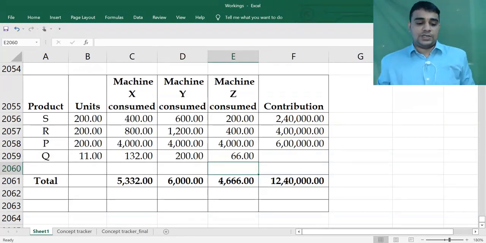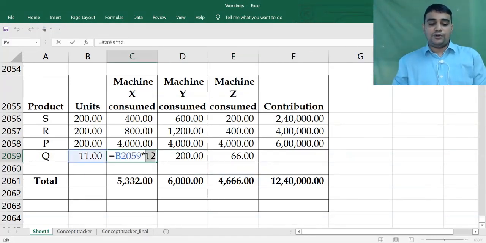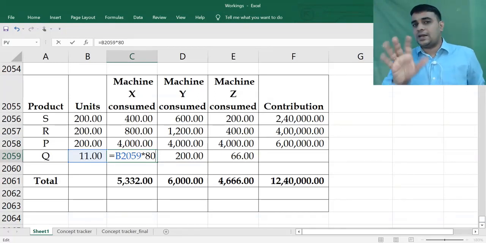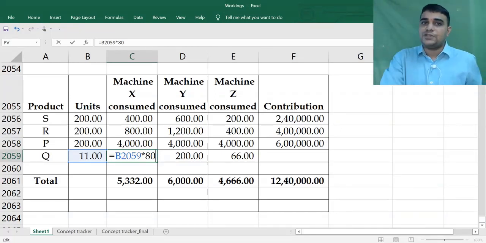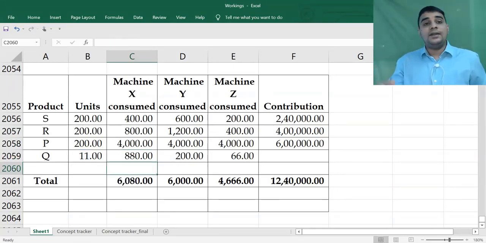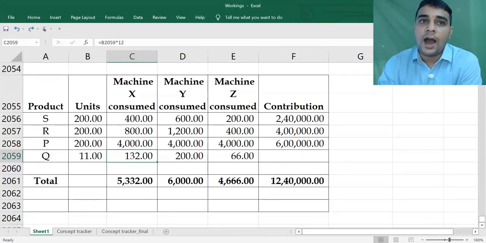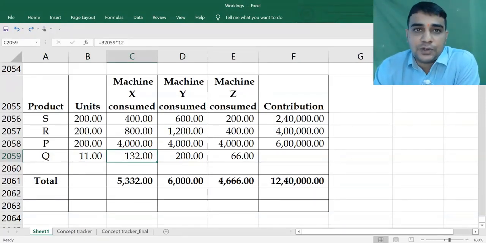In a rare situation, let's assume this was not 11 into 12, this was 11 into 80, assuming it needed 80 hours per unit, just a random example, okay. Practically this will not happen. If it was 80, then this exceeds that 6,000 limit. So you will have to delete this again and then take X as balancing figure. So final balancing figure can be machine X or machine Y. 95% of the questions, it will be the bottleneck factor only. In a rare scenario, it can even turn out to be a non-bottleneck factor.